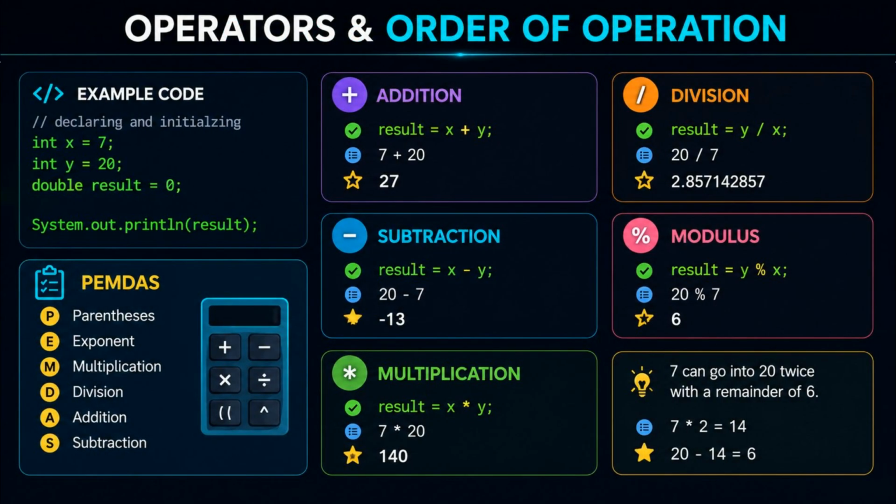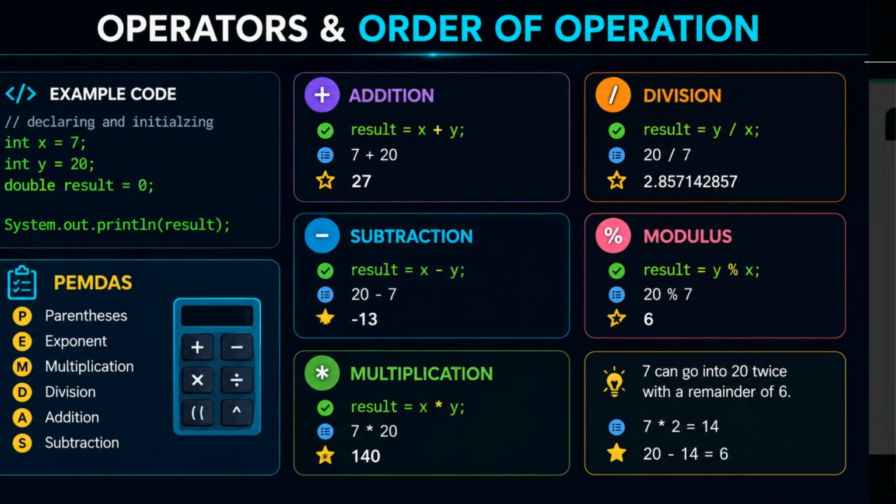The 5 arithmetic operators, with x equal to 7 and y equal to 20. Addition, x plus y, gives 27. Subtraction, x minus y, gives -13. Multiplication, x times y, gives 140. Division, y divided by x, gives roughly 2.857. And modulus, y mod x, gives 6. That's the remainder left over, since 7 goes into 20 twice, using up 14 with 6 left over. All of this still follows PEMDAS, parentheses, exponents, multiplication, division, addition, subtraction.